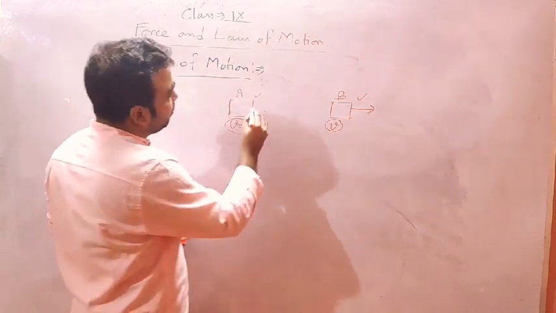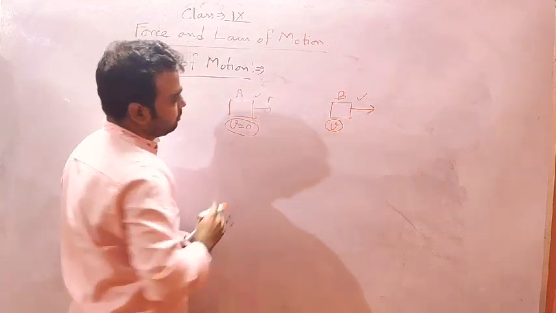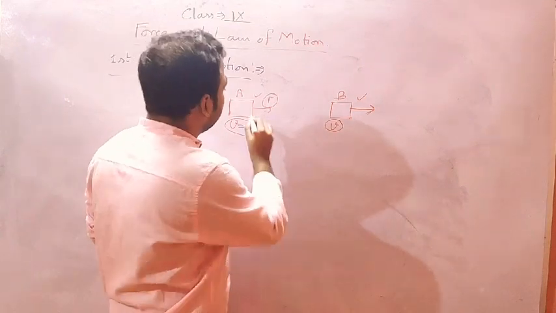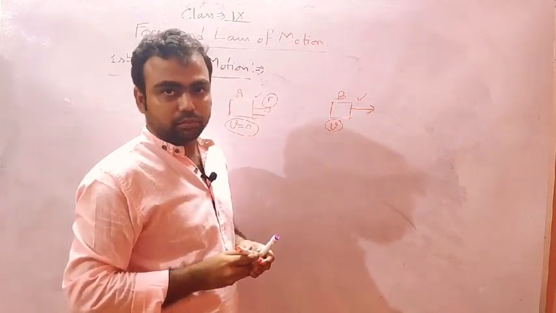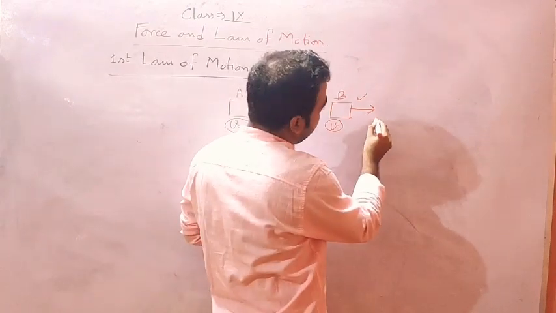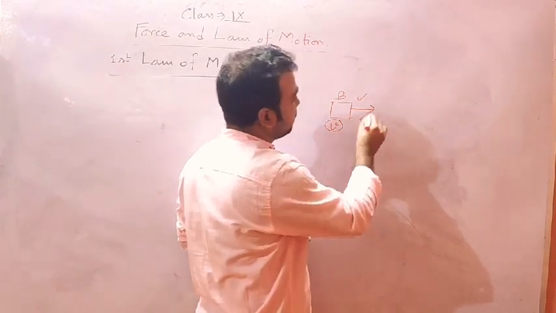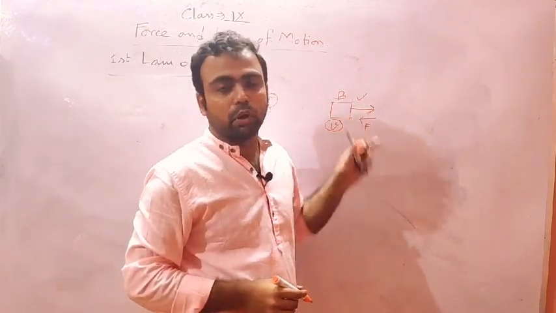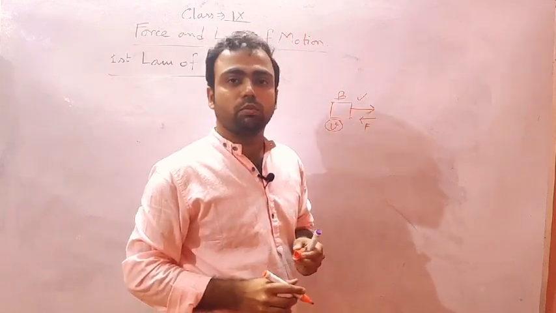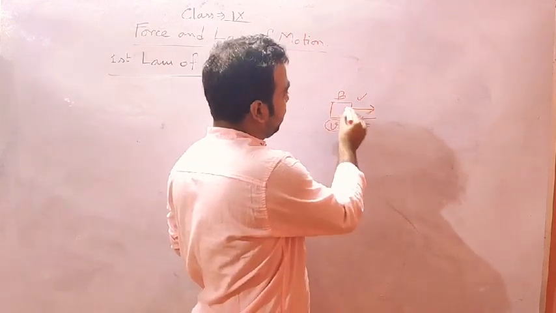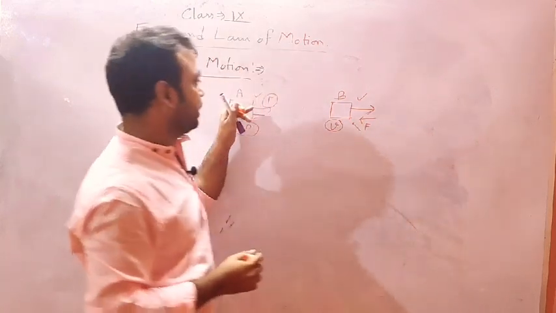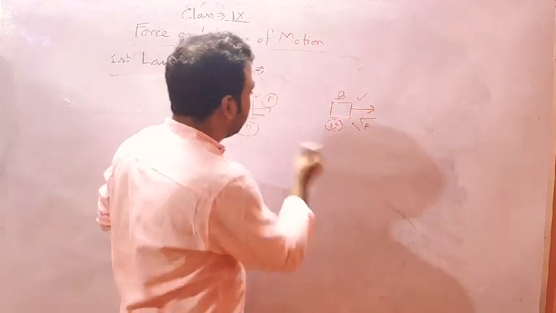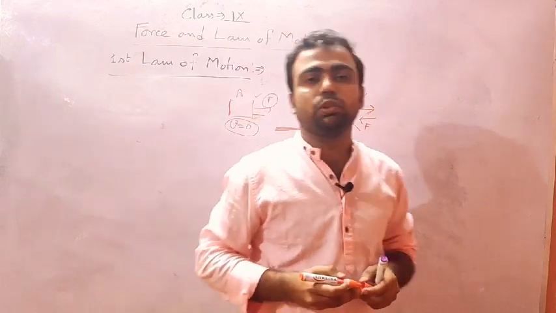Suppose it is at rest position. If you apply a force towards the right direction, and F is enough to move the object, then it will start to move towards the right direction. And if we apply a force F in the opposite direction of the movement, and F is enough to stop the object, then the object will be stopped. That means a resting particle starts to move and a moving particle comes to rest. That means there is a change in state of motion.